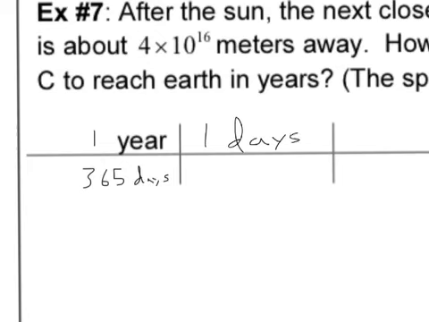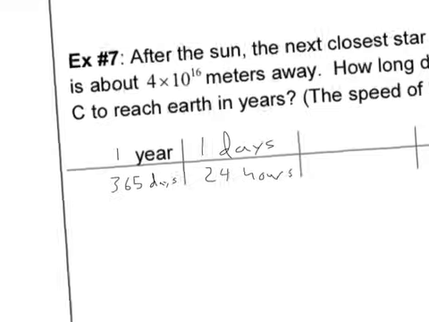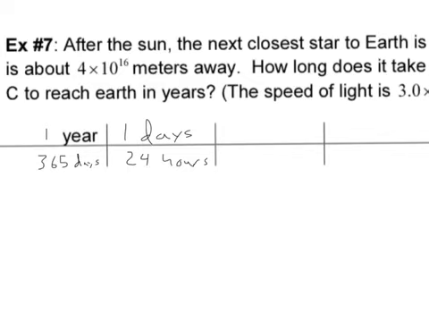Well, I know that for every day there's 24 hours. And what do I know about hours? Well, for every hour, 1 hour, I'm going to have 60 minutes. And for every minute, I don't know why I keep writing that wrong. 1 minute, I'm going to have 60 seconds.